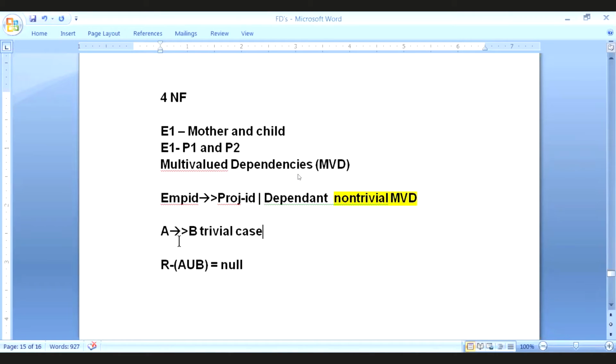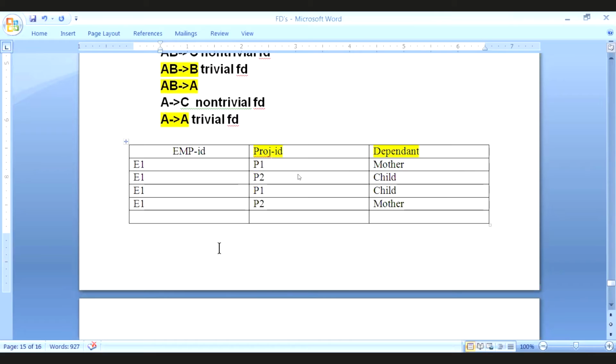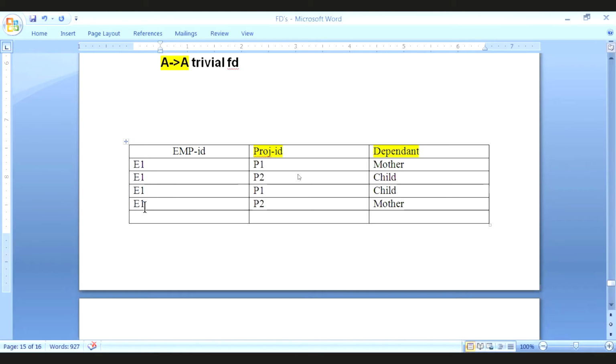Trivial case. Because A can be associated with more than one value of B, there is no question of repetition. Like here I had repeated many times. Why did I repeat many times? Because project ID and dependent are two independent attributes. In order to get the correct information, I had to repeat two more records.